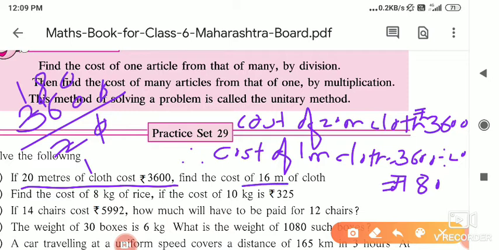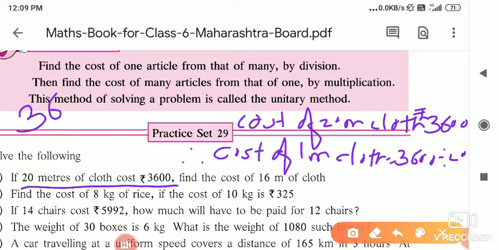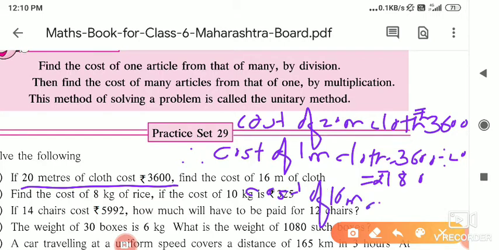We have to find out the cost of 16 meter of cloth. So for that, the cost of 16 meter cloth is equal to 180 into 16. If you do the multiplication of 180 into 16 in this way, otherwise directly if you learn the table of 16, then you can do it that way.